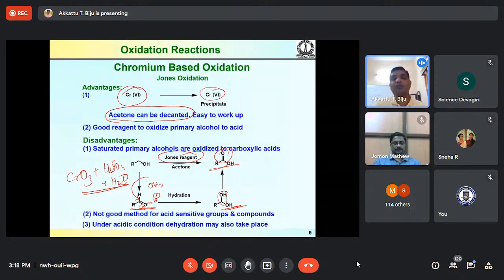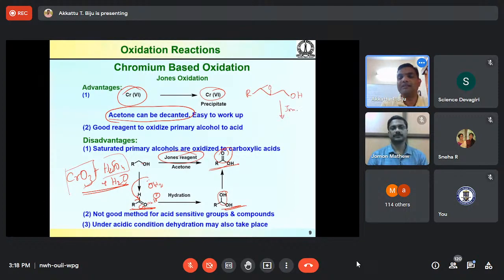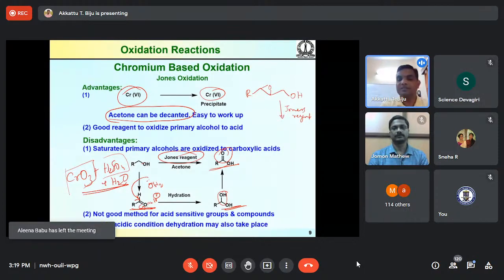And the third disadvantage of the Jones oxidation is, suppose we have the chromium trioxide in aqueous acidic solution, and if we want to do an oxidation of a substrate like this, an epoxy alcohol, and we use the Jones reagent. So our idea is to convert the epoxy alcohol to the epoxy aldehyde by oxidizing the primary alcohol to the aldehyde.